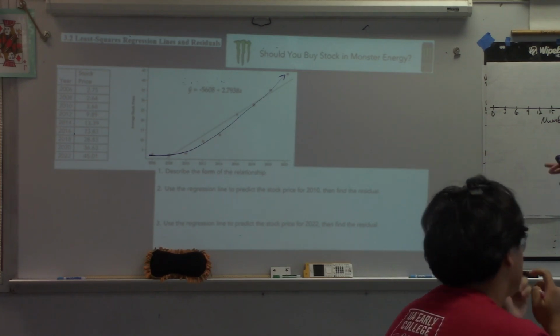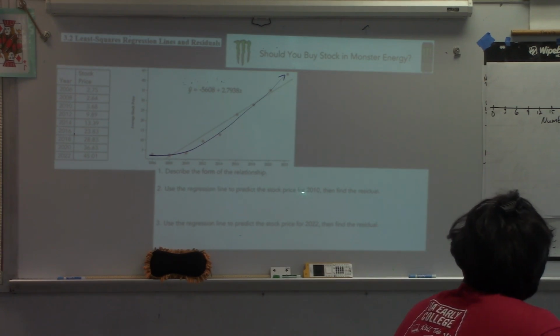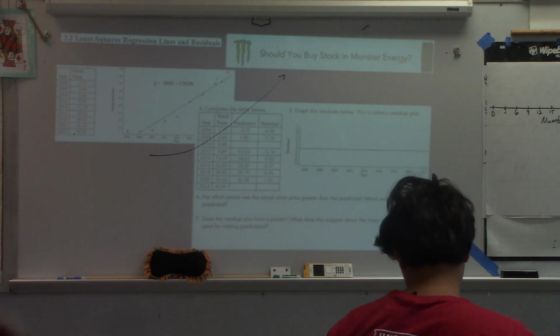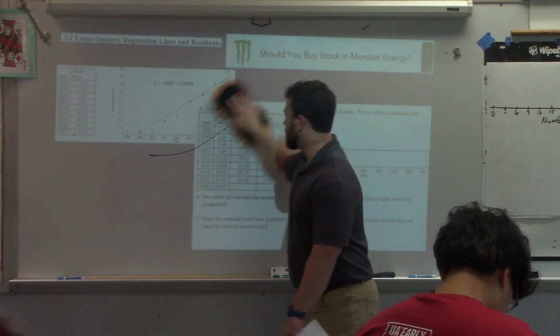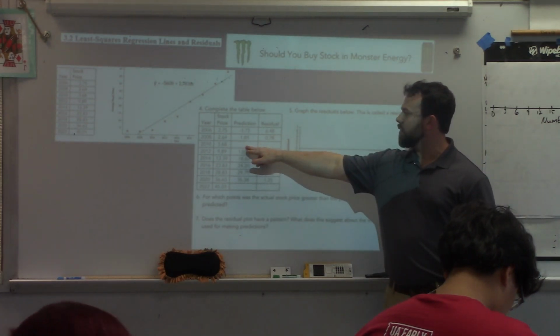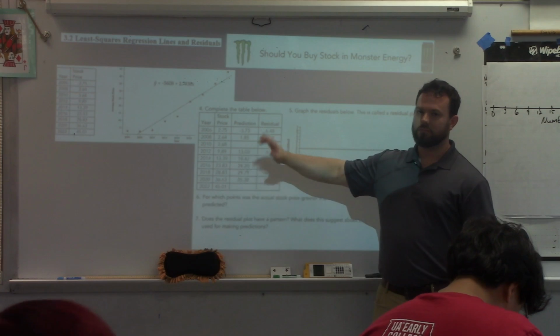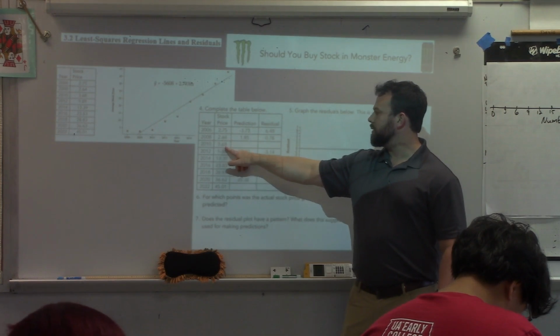So the form is non-linear. There we go. Could we now use this regression line to predict the stock price for 2010? Yeah. Can we find the residual? We have already done this lesson in the squared up task. If you want more practice with this, then this is a good task to work through. Notice you find your prediction, and then how am I going to find the residual? Actual minus predicted. That's it. So substitute 2010 in for x, then do actual minus predicted.